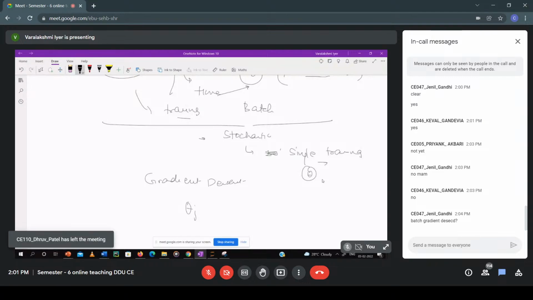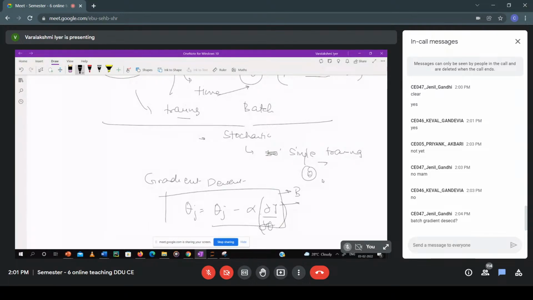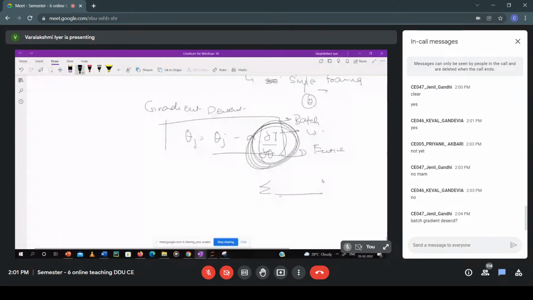It is actually theta j equals theta j minus alpha into del J by del theta. That is what it is doing. It is updating the value of the parameter. In batch gradient descent, we are going through the entire training sample. If you remember, we had a summation symbol here, a summation over all the updates that we are doing, right?